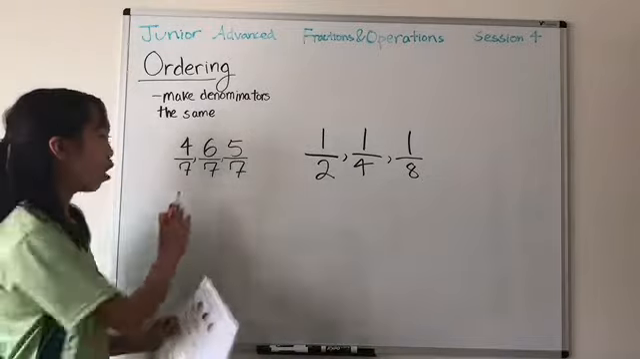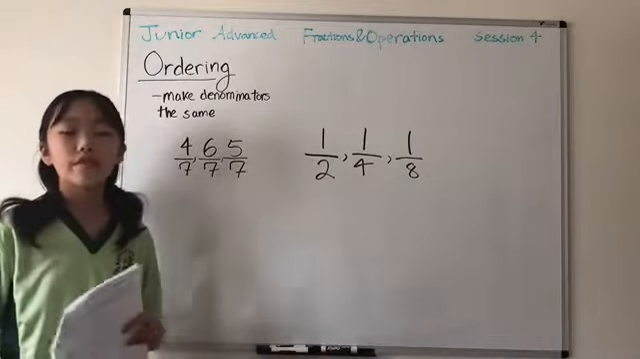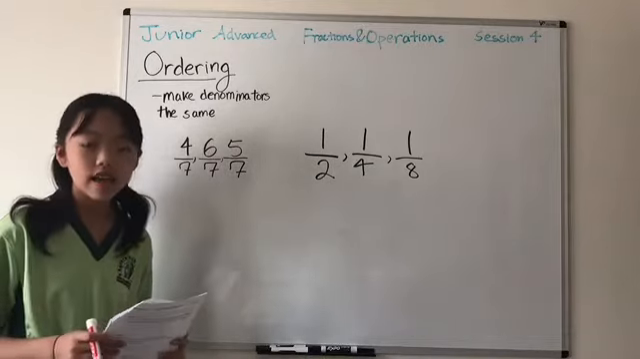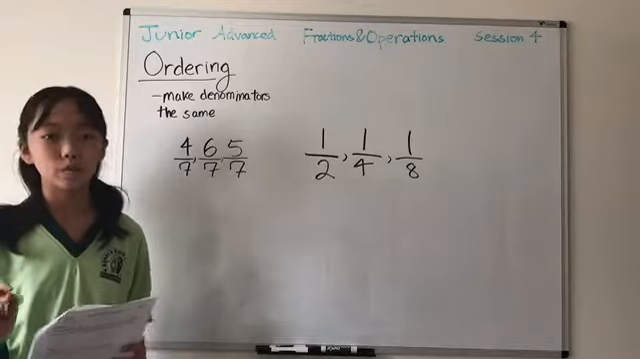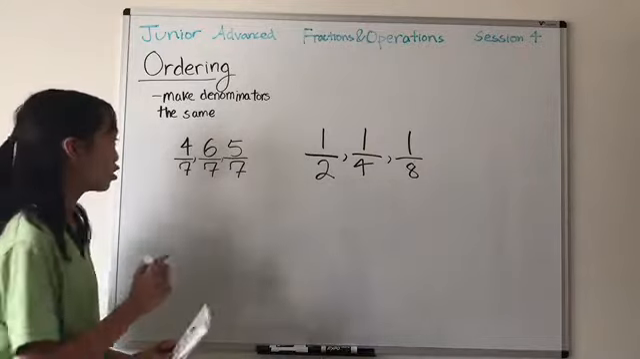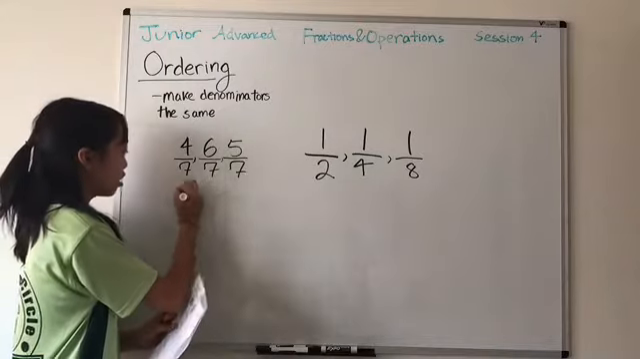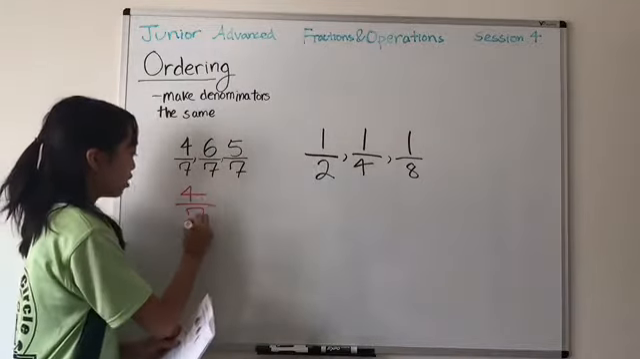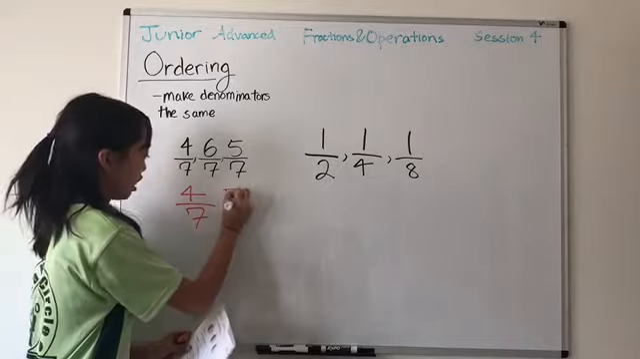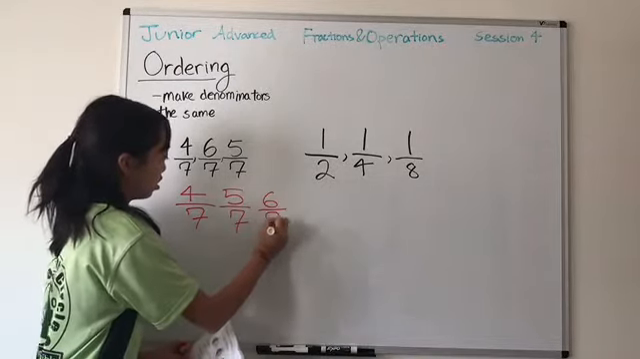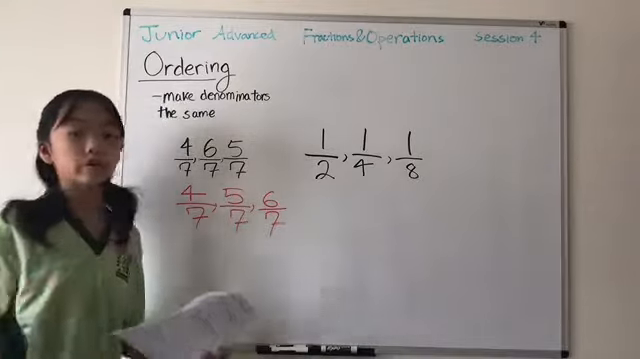And also, when all of the denominators are equal, the fraction with the smallest numerator will be the smallest fraction, and the fraction with the biggest numerator will be the biggest fraction out of the bunch. So if you want to order it from least to greatest, it will be 4 over 7, 5 over 7, and then 6 over 7. And this would be our ordered form.